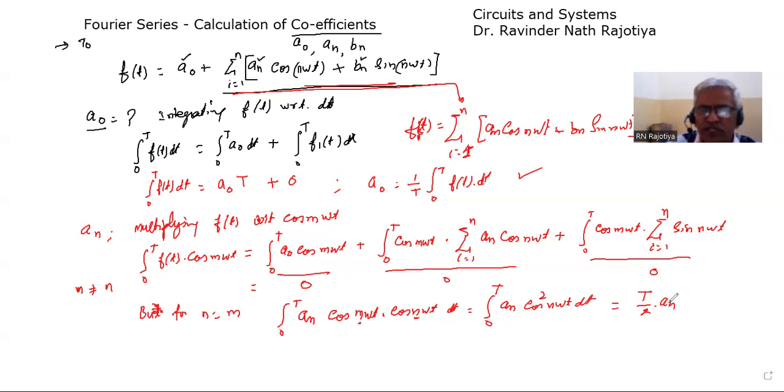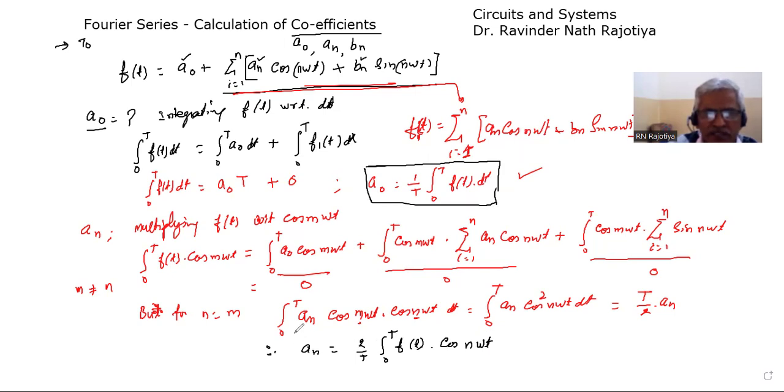So from this we can now find out the value of a_n. Therefore we can write a_n is equal to, taking it to the other side, 2 by T, and the integration from 0 to T of f of t into cos of m omega t. So this is the second relationship. This is my first formula, and this is my second relationship, using which you will be able to find out the value of a_n.